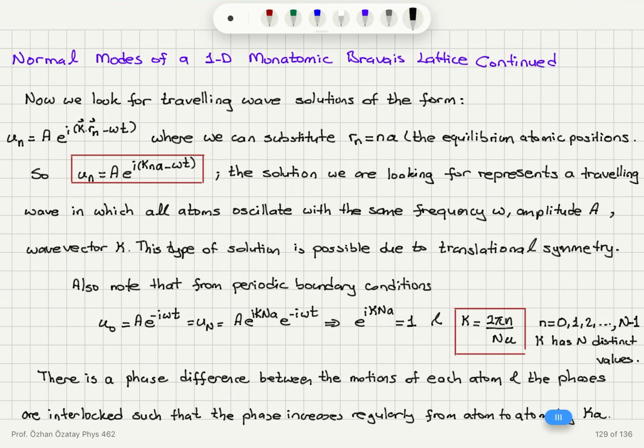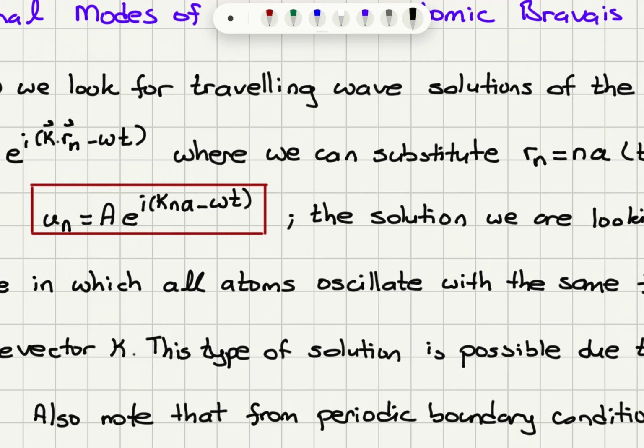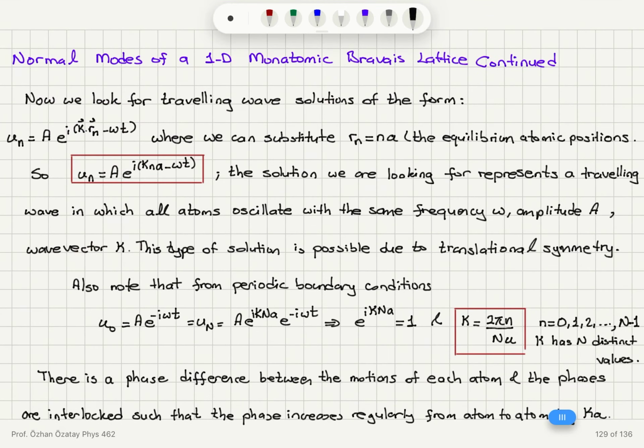Okay, so we have these solutions A e to the i (k n a, because they are parallel) minus omega t. So these solutions we are looking for represent a traveling wave. It's a traveling wave in which all atoms oscillate with the same angular frequency omega and amplitude A, and we have a single wave vector k. Now, why is this solution possible? Because we have translational symmetry in the crystal. A solution of this form is possible.